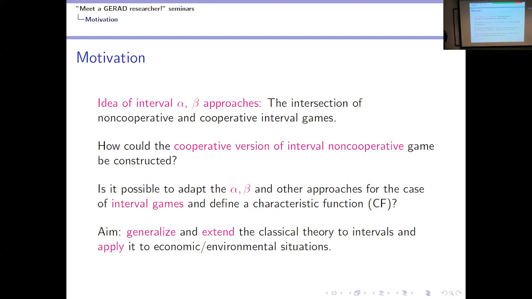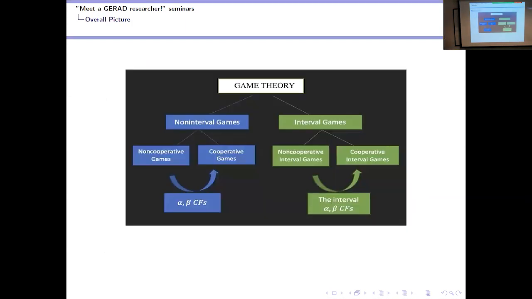But I want to add one more thing from the general perspective in interval games. In interval games, the aim is to generalize the classical theory to the interval setting. This is what we are doing now. And I would say this intersection, and introducing the interval alpha and beta characteristic function, is the main contribution of our work.